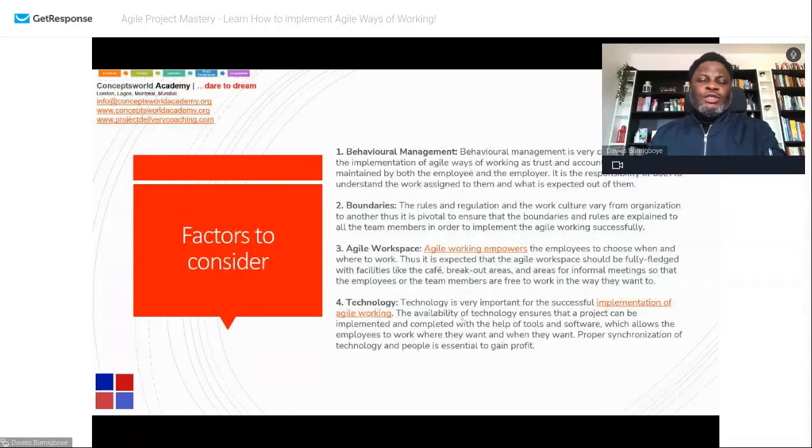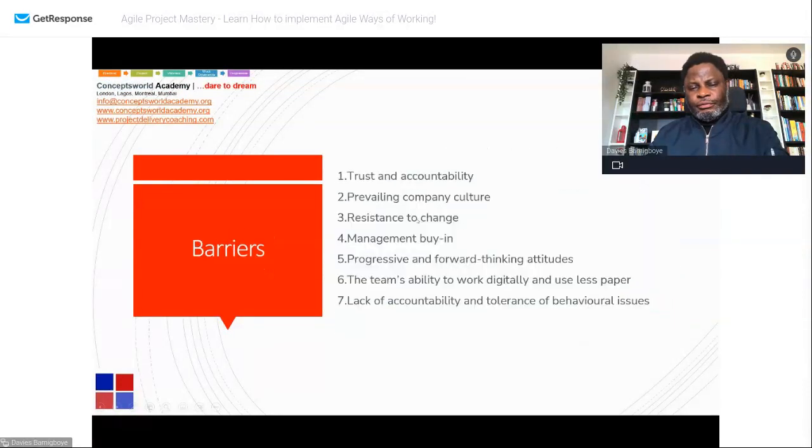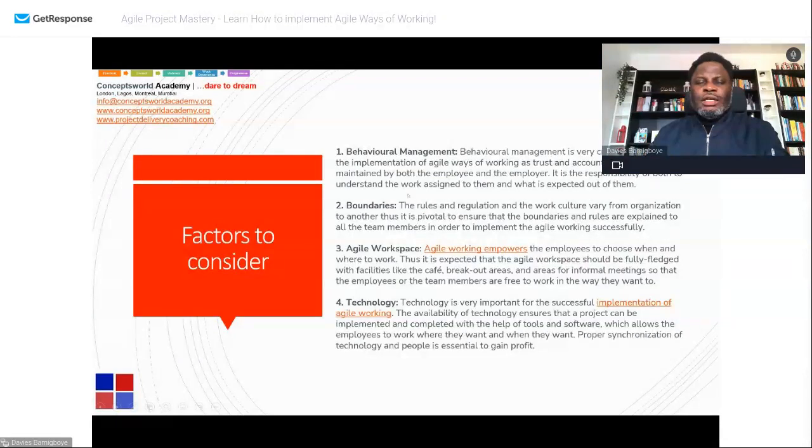So, what are the things we must consider when we are looking at agile ways of working? We need to pay attention to behavioral management. This is absolutely important because without trust and accountability on both sides of the fence, agile ways of working will not work. So it's absolutely important that when you start to implement agile ways of working, you set the ground rules on how to foster trust and accountability.